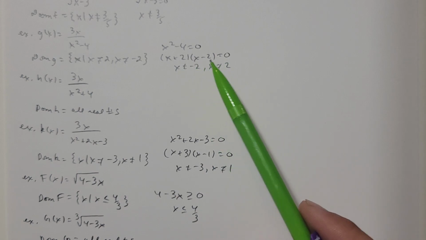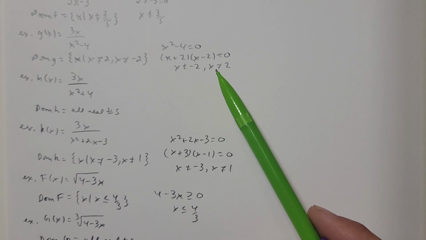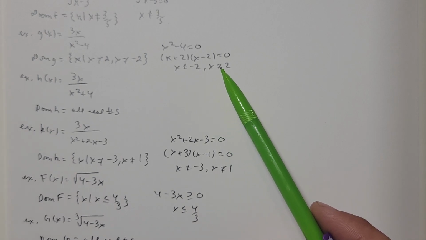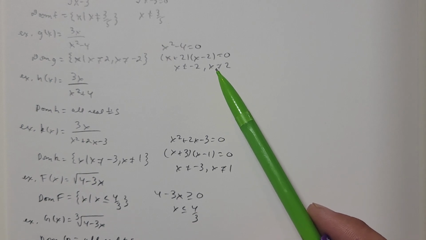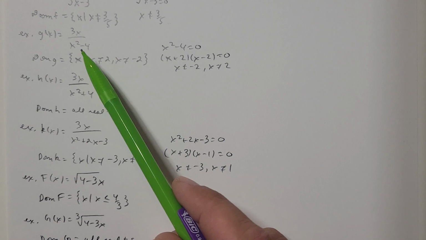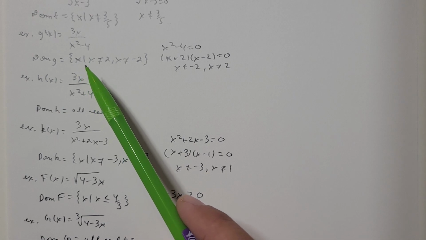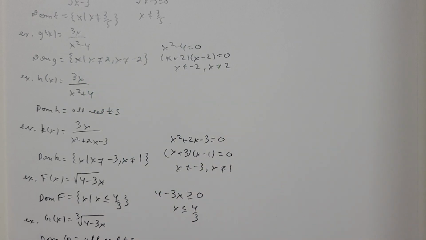And so then when I set each of these factors equal to 0, x equals negative 2 and x equals positive 2 is what I'm getting. Now that's what I don't want. I don't want x to be 2 or negative 2 because those two numbers create 0 in the denominator. I know I can't divide by 0. So the domain, I'm going to say, is the set of all x such that x is not equal to 2 and x is not equal to negative 2.